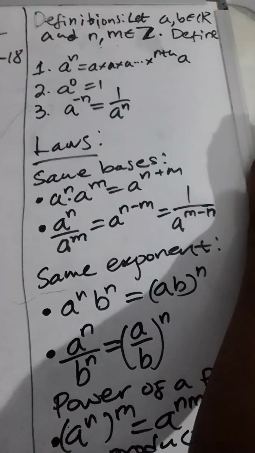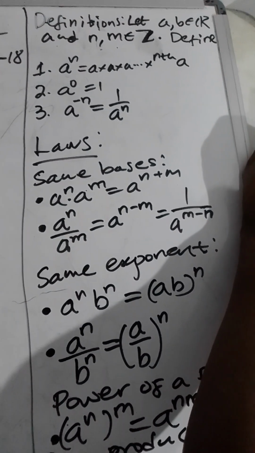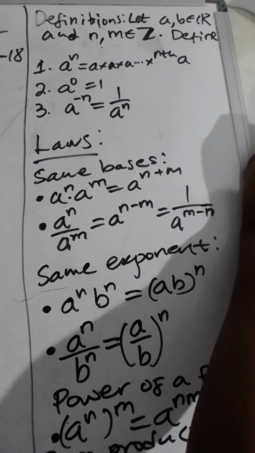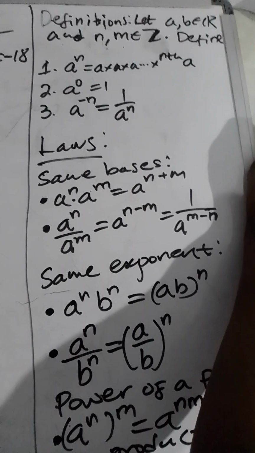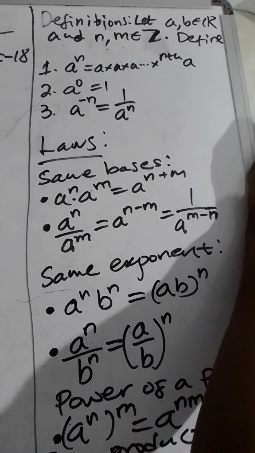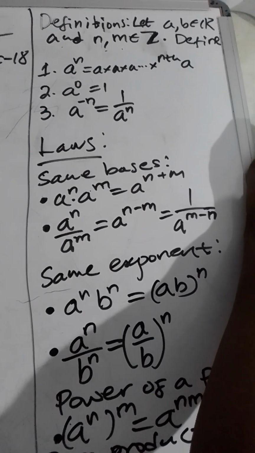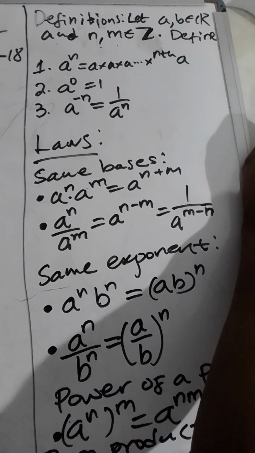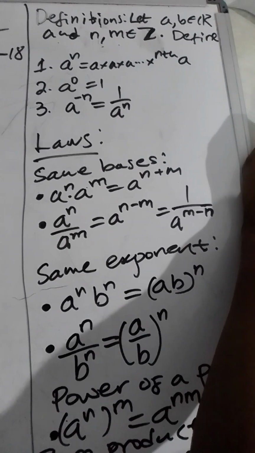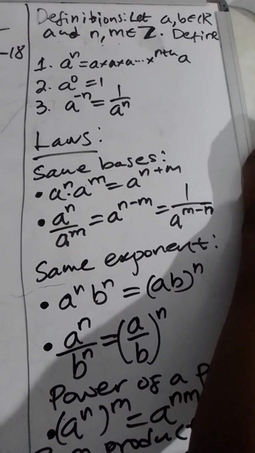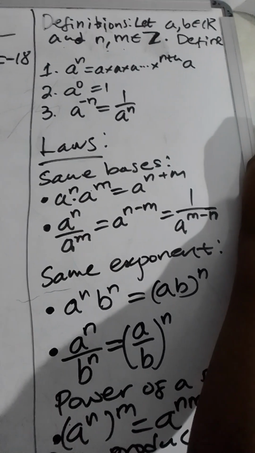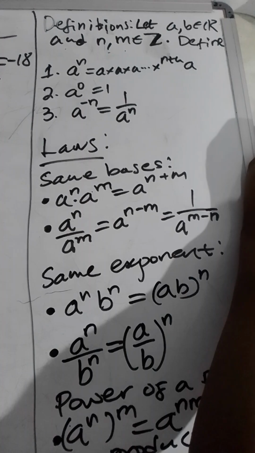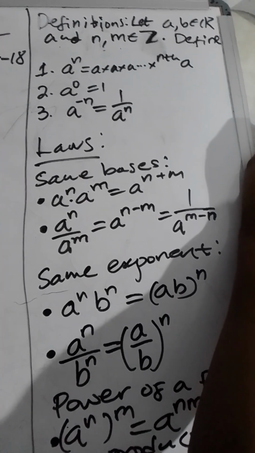Now, the second definition is a to the exponent 0 is 1. It means that any number to the exponent 0 is 1. This means also even if you don't know the number, so if it's a variable, x to the exponent 0, the answer is 1. y to the exponent 0, the answer is 1. Any real number to the exponent 0 is 1.